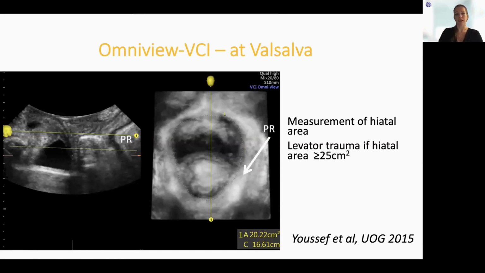During Valsalva, maximum Valsalva, we can measure a hiatal area. In that case, we activate OmniView VCI and ask women to push. And at maximum Valsalva, we measure the area. And if this hiatal area is 25 or more square centimeters, here is the levator avulsion.